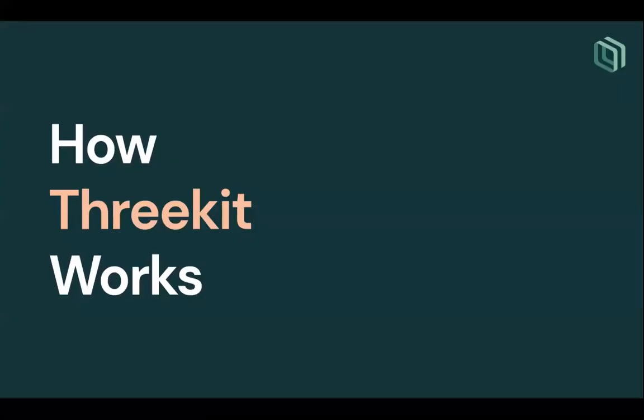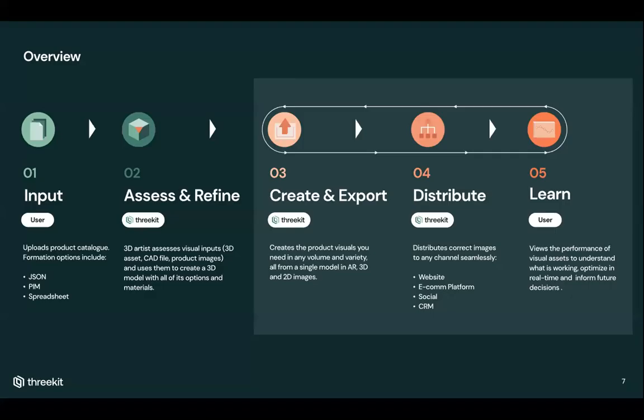And this is just a short 30,000 foot view of how the platform actually works. So you can keep this in mind as we go through. For hard goods, the input that we usually require from the user is some kind of product catalog, which usually is already in existence. So it can be in the form of a PIM. You may have it in a spreadsheet, JSON, one of these formats that we literally just load up into the system, at which point a 3D artist on the Threekit side assesses and refines the visual inputs.